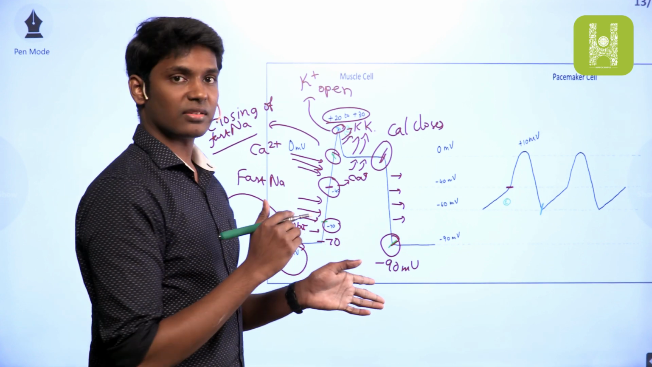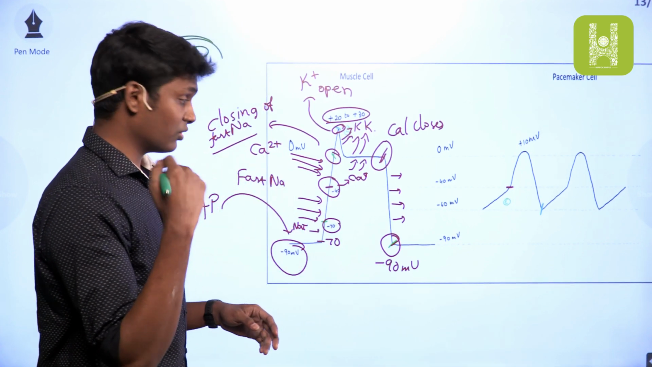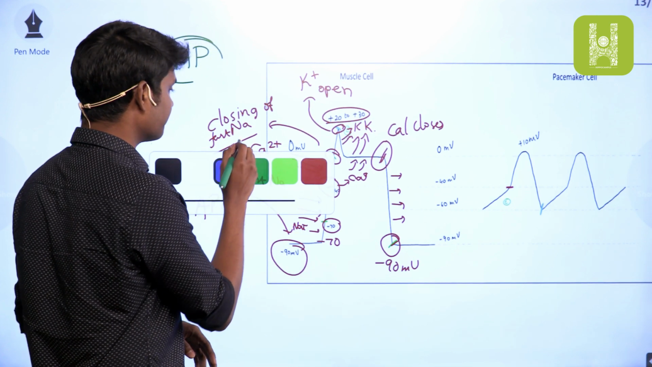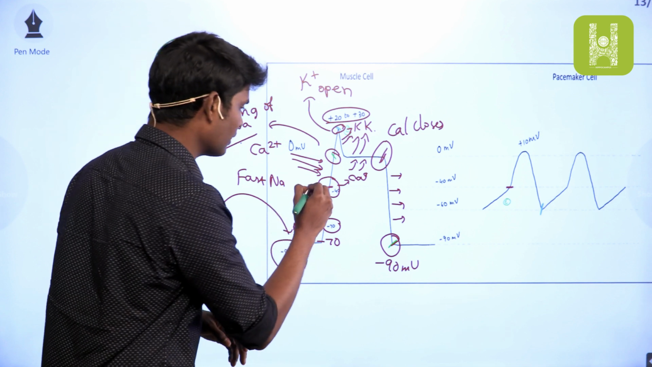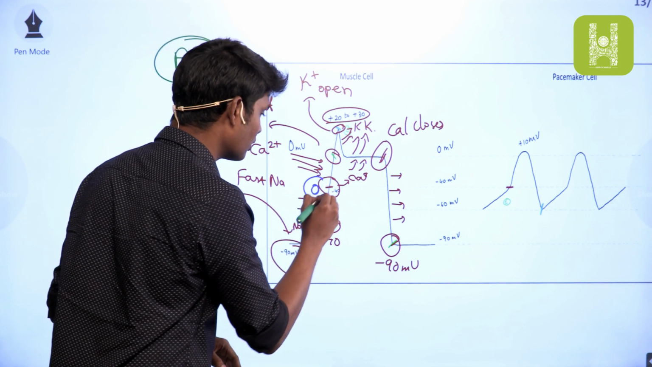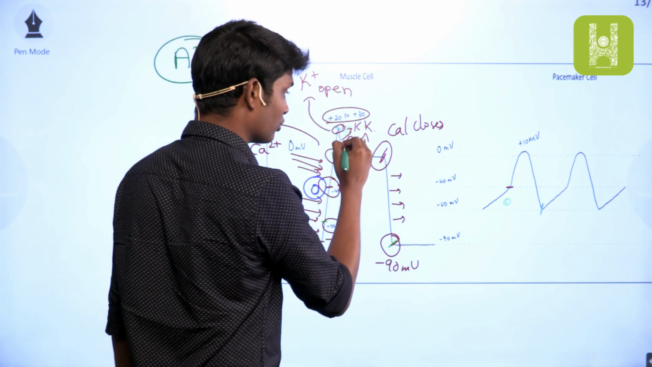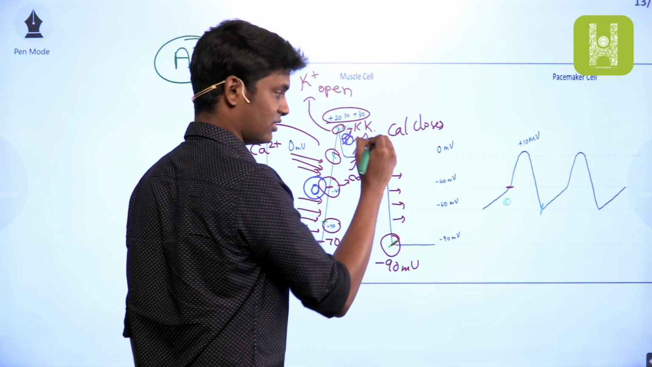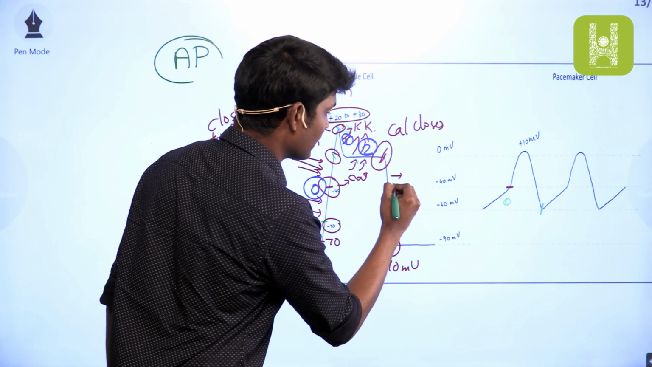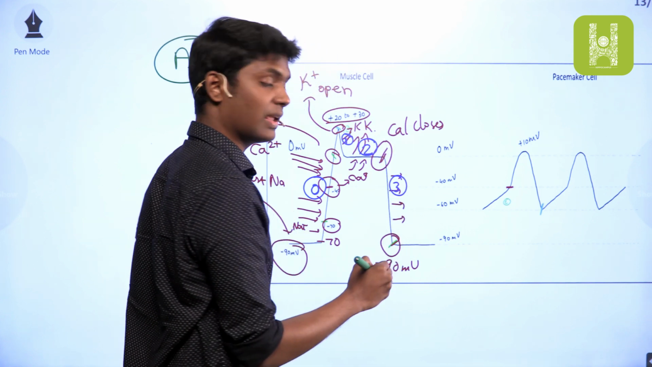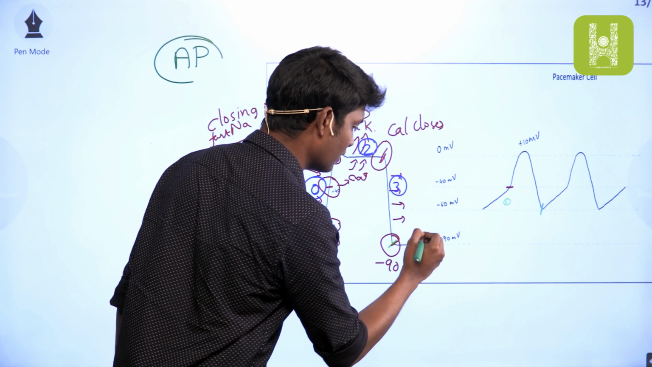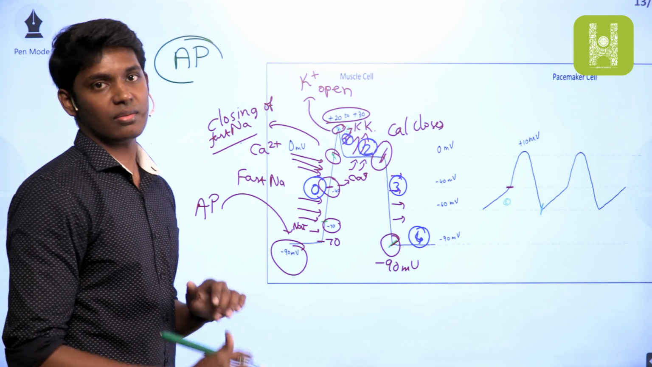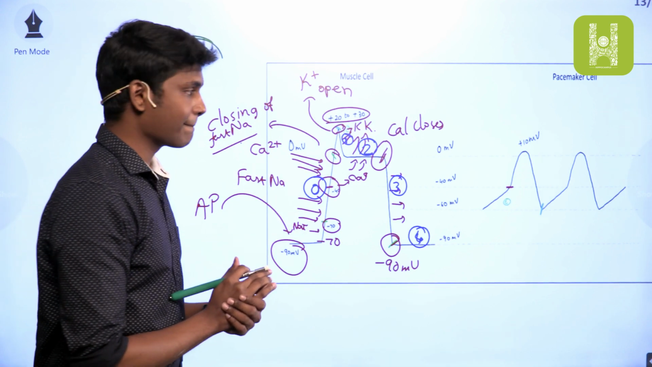So these are named as a few stages, a few phases. The rapid upstroke is called phase 0. The rapid downstroke is phase 1. The plateau phase is phase 2, whereas the next downstroke is phase 3, and the resting membrane potential is called phase 4. So these are the 5 different phases of the action potential of a normal muscle cell.